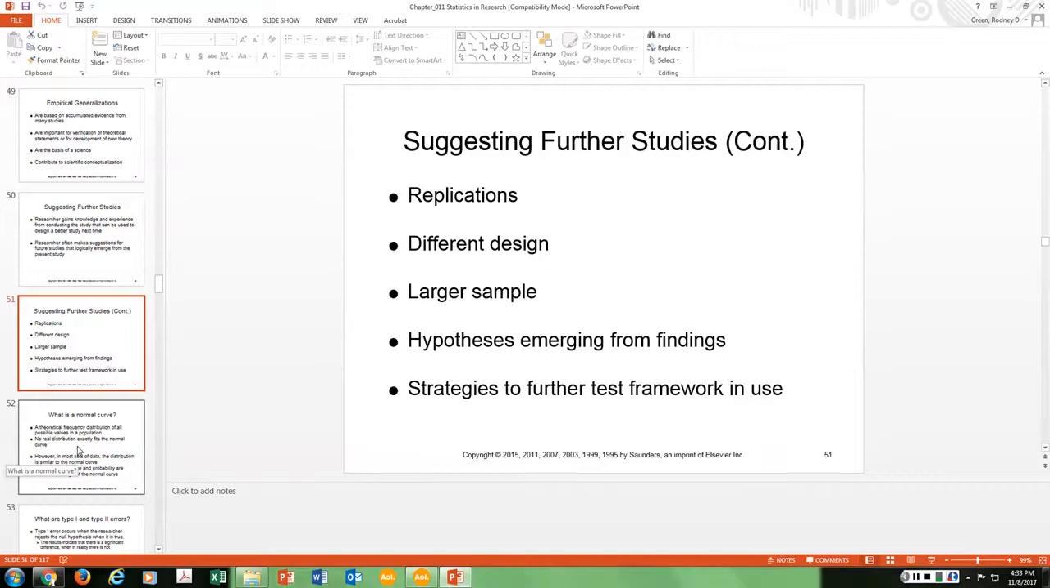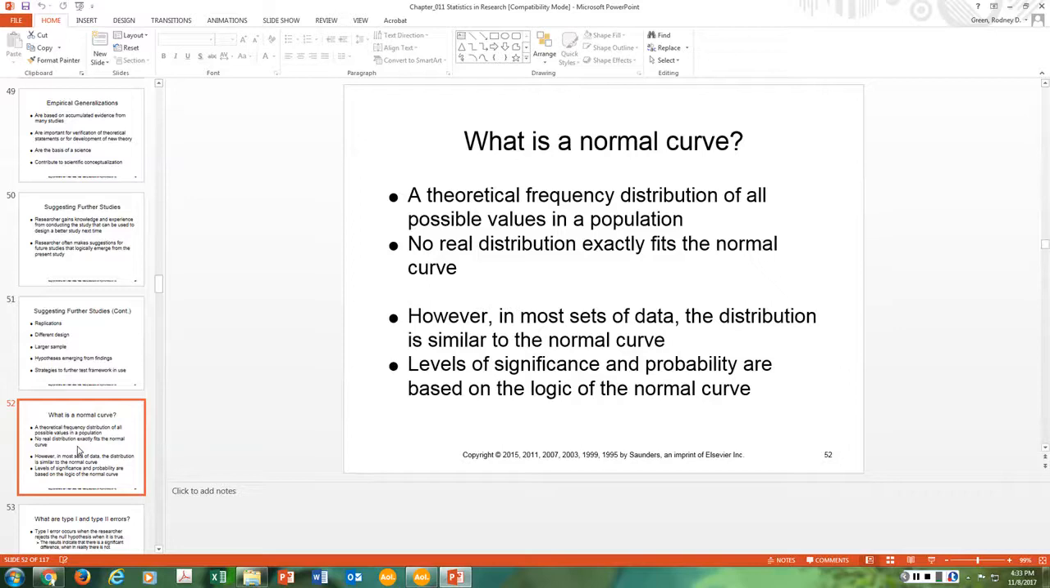Okay, now we're going to switch topics and start talking about the normal curve again. What is a normal curve? A theoretical frequency distribution of all possible values in a population. No real distribution exactly fits the normal curve. However, in most sets of data, the distribution is similar to the normal curve. Levels of significance and probability are based on the logic of the normal curve.